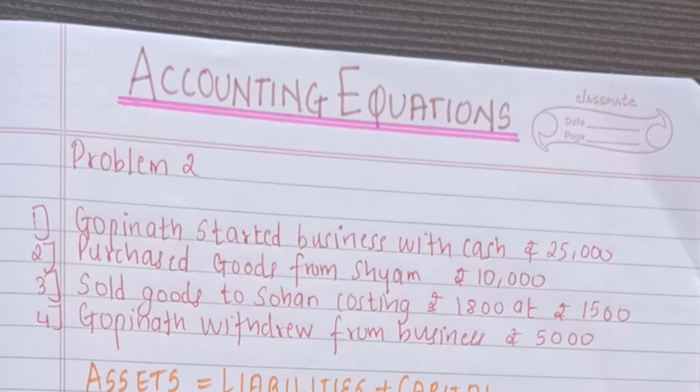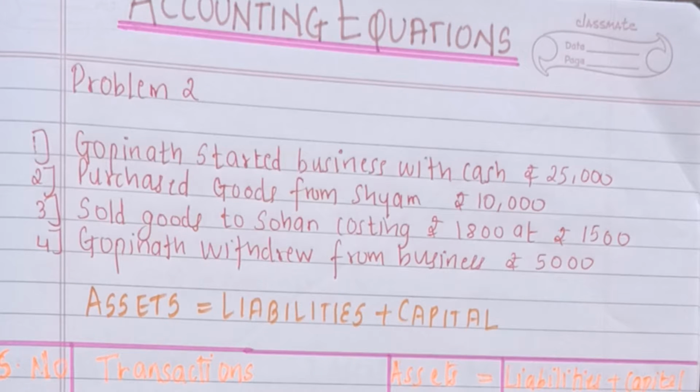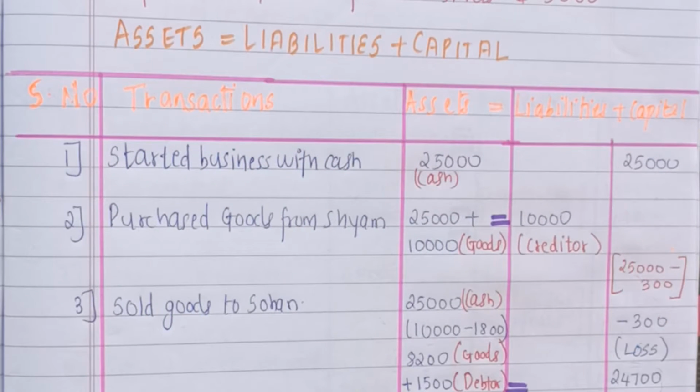So in the previous video, I explained to you all accounting equations problem number 1. Now in this video, I will be explaining problem number 2. So let's start. The first transaction says that Gopinath started business with cash rupees 25,000. This is one of the transactions that you will mostly find in all the accounting equation problems. So we know how we are supposed to solve it.